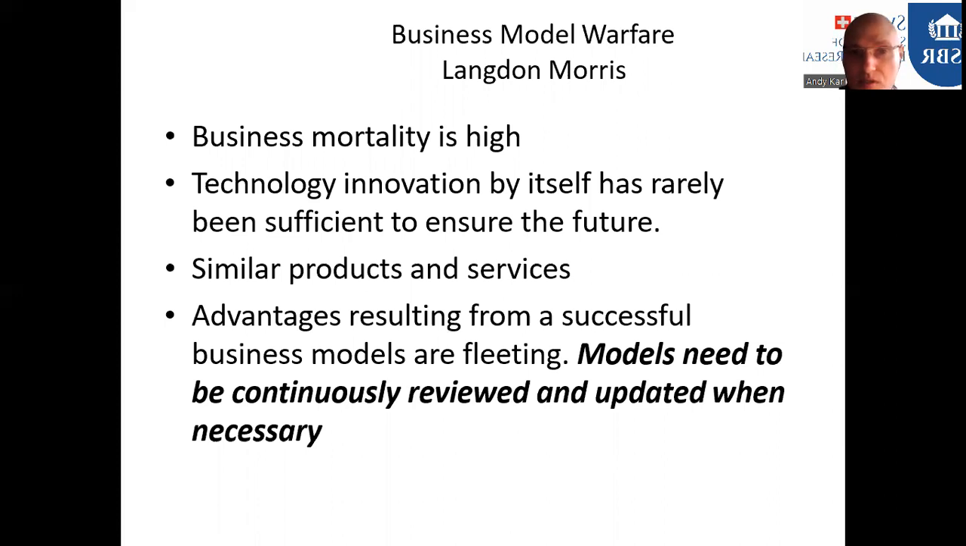Technology innovation by itself has rarely been sufficient to ensure the future of our business. With similar products and services, advantages resulting from a successful business model are fleeting. Models need to be continually reviewed and updated when necessary, as many things in business models are not stagnant. Things change rapidly in the societies where we live and in the markets in which our companies operate. So business models also need to be flexible enough, and we need to revise them as things change around us.